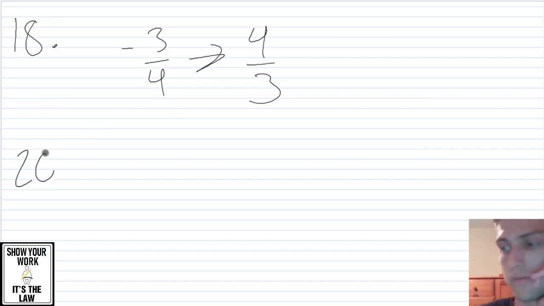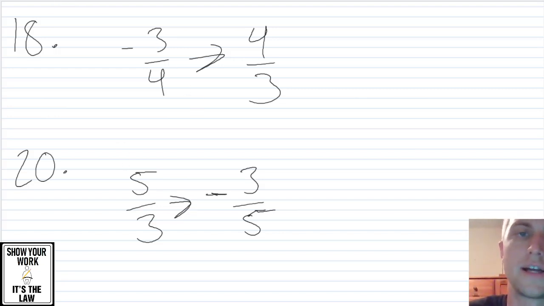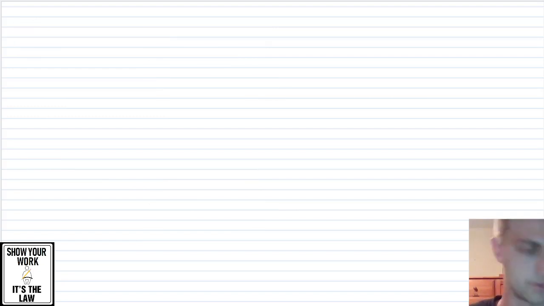The negative reciprocal of negative 3 over 4 is positive 4 over 3. And we can do the same with 20. 5 over 3, negative reciprocal, flip it. It's now 3 over 5. Flip the sign. Instead of positive, it is now negative. That's the negative reciprocal. Why do we need to know negative reciprocals? Because we're about to use them for perpendicular lines. Remember, two lines are perpendicular if their slopes are negative reciprocals of one another.